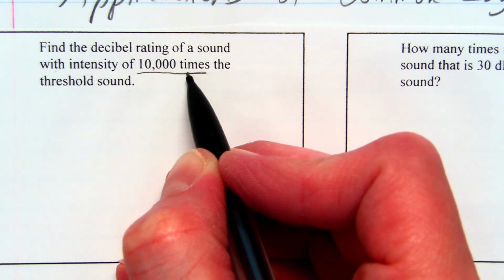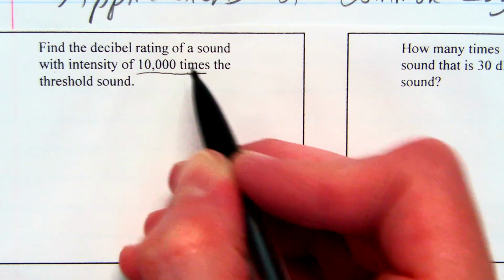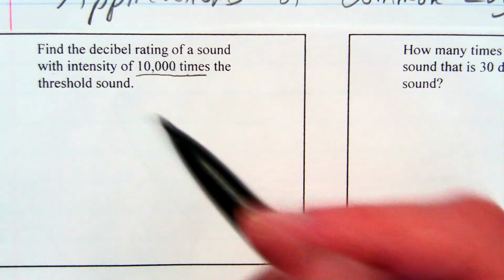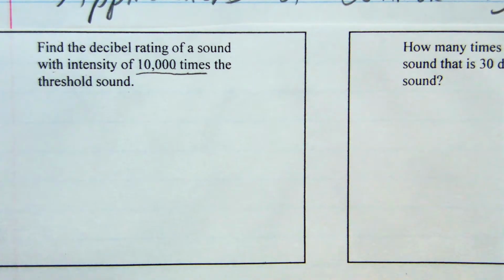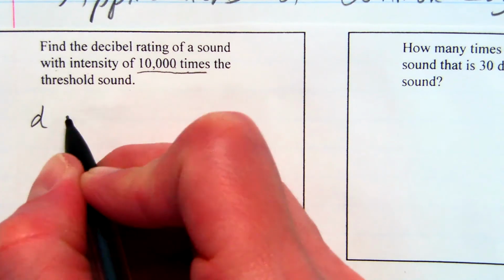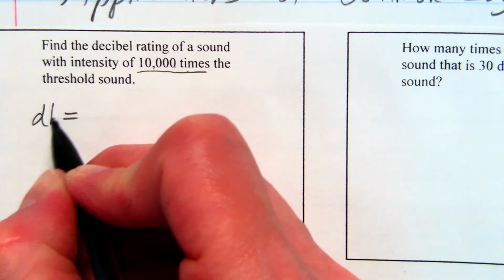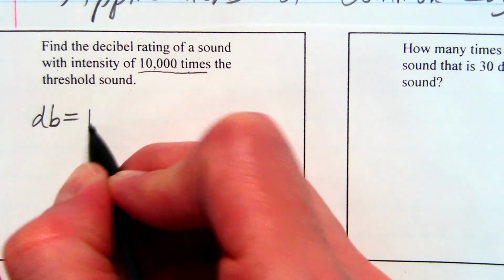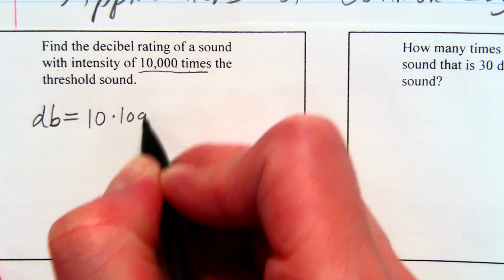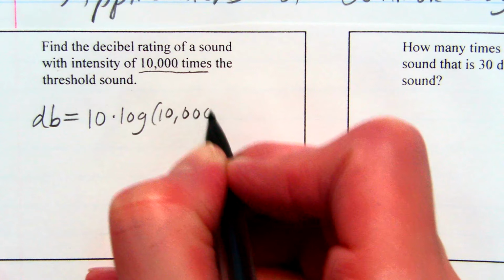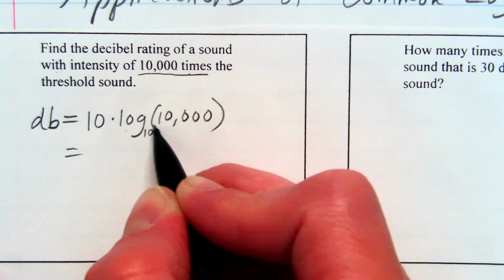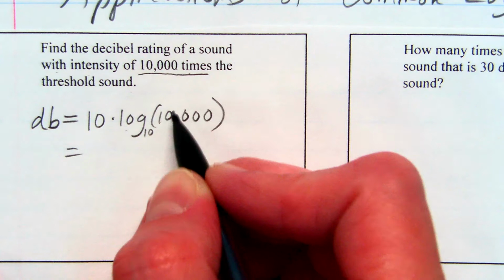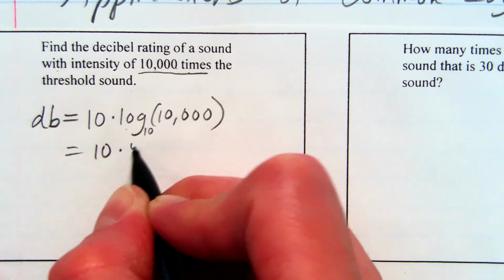Usually there's some really crazy looking scientific notation type numbers. And so they're just telling us it's 10,000 times louder than what the human ear is capable of hearing at the low end. So the formula for decibels is basically, I think dB is decibels. You're just going to do 10 times log of 10,000. And log of 10,000, because it's base 10, is just going to be 4, because 10 to the 4th is 10,000. So this is 10 times 4.